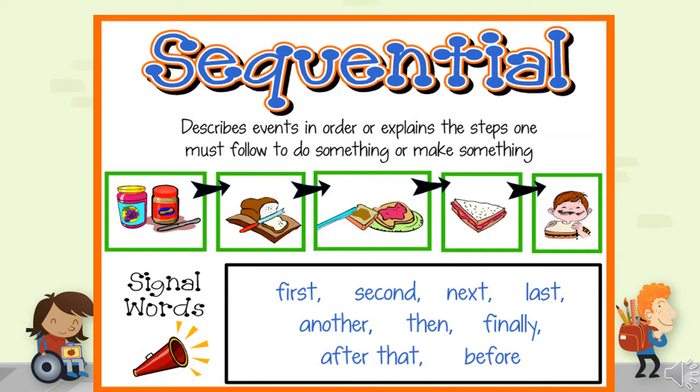The next text structure is sequential order. Sequential order describes the events in order or explains the steps one must follow to do something or to make something. For this example, it shows us how to make a peanut butter and jelly sandwich. First, you would gather the peanut butter and jelly. Next, you would slice the bread. Then you would put peanut butter and jelly on each side of the bread. Next, you would put the 2 pieces of bread together, and then finally, you would enjoy your peanut butter and jelly sandwich.